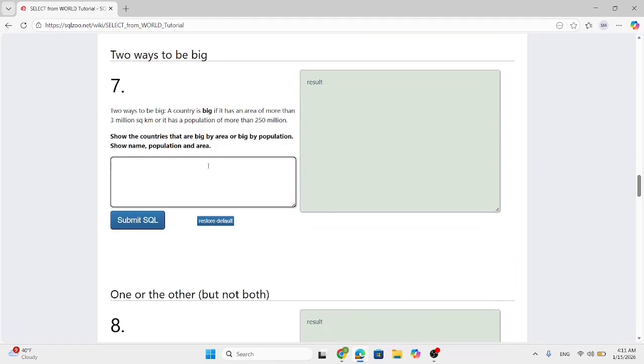In this question, there are two ways to be big. A country is big if it has an area of more than 3 million square kilometers, or it has a population of more than 250 million. Show the countries that are big by area or by big population. Show name, population, area from world.